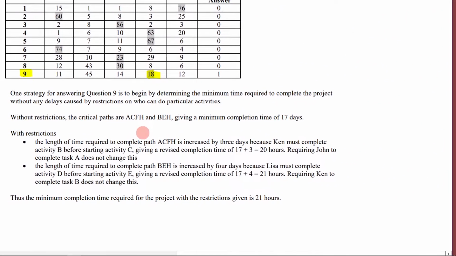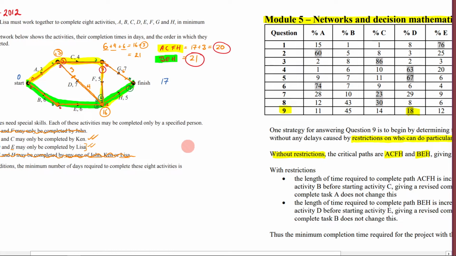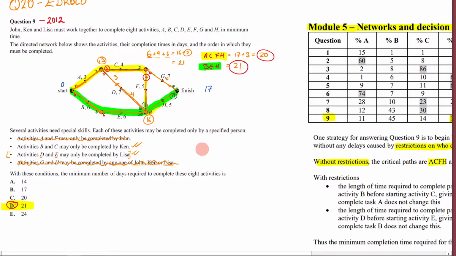All right. Then VCAA gives us a bit of a spiel on how the best way to approach this was. It says, one strategy for answering question 9 is begin by determining the minimum time required to complete the project without any delays caused by the restrictions on who can do particular activities. Without restrictions, the critical paths A, C, F, H, and B, E, H giving a minimum completion time of 17 days. And that's exactly what we saw. We said, look, don't consider any restrictions at first. Remember, that was our first step. And we found A, C, F, H, B, E, H, and we said it was going to take 17 days.